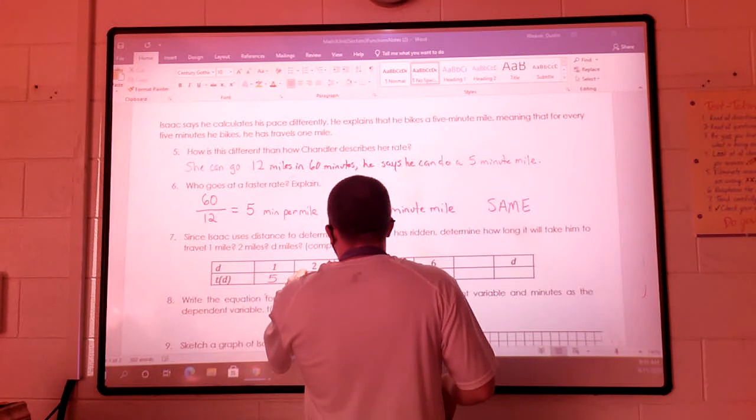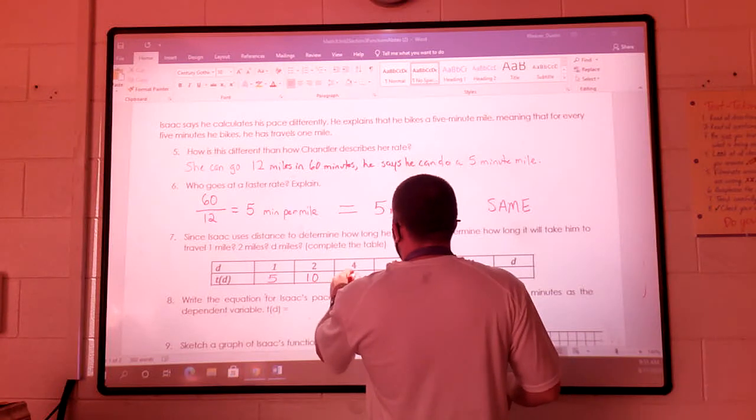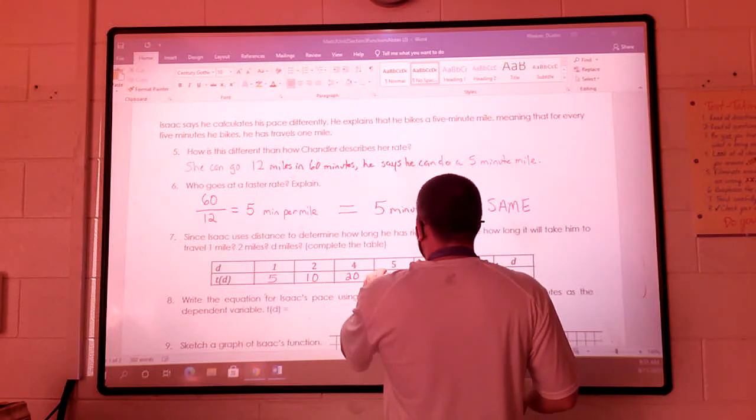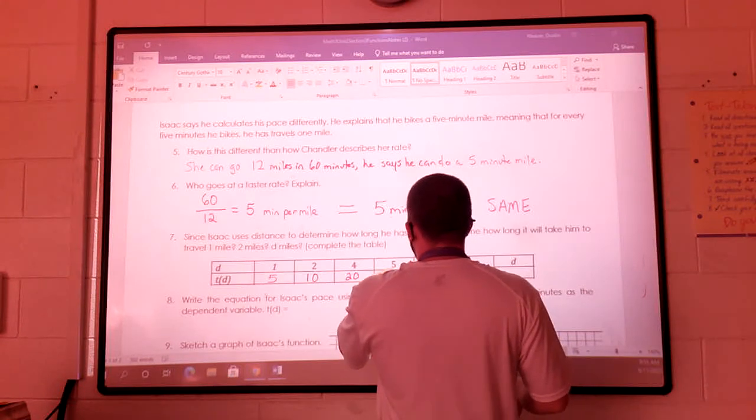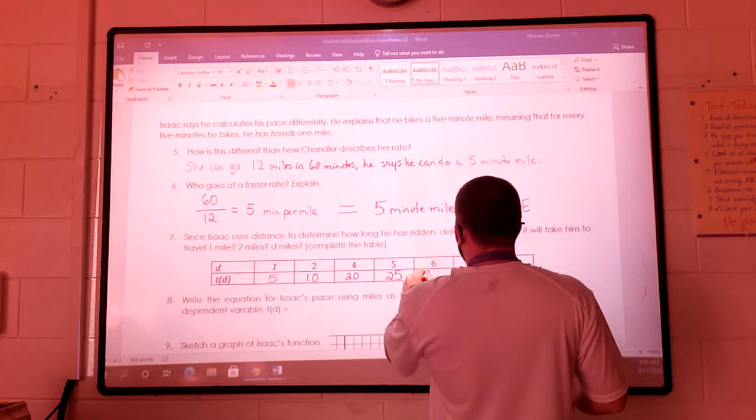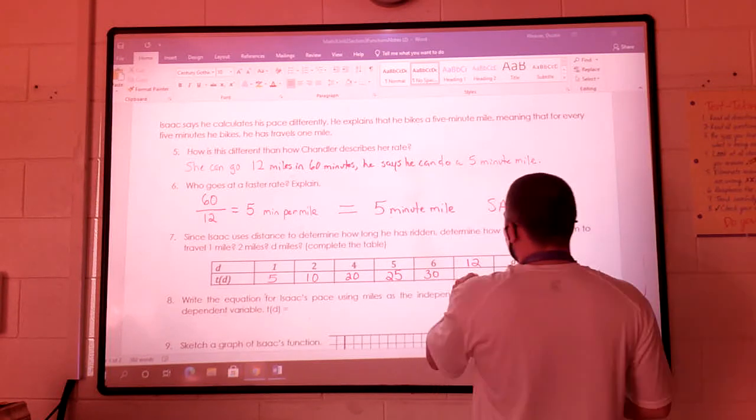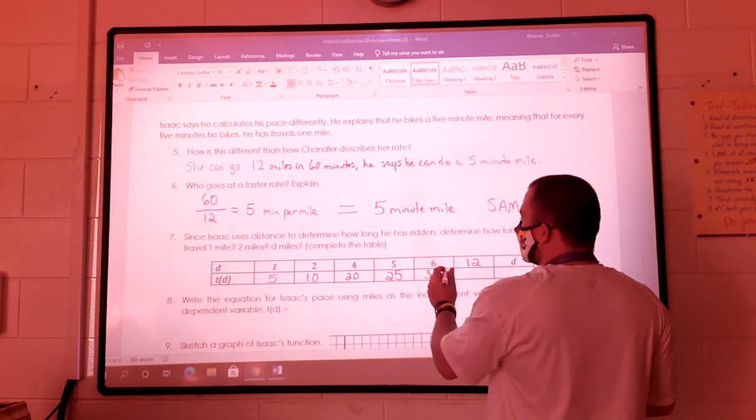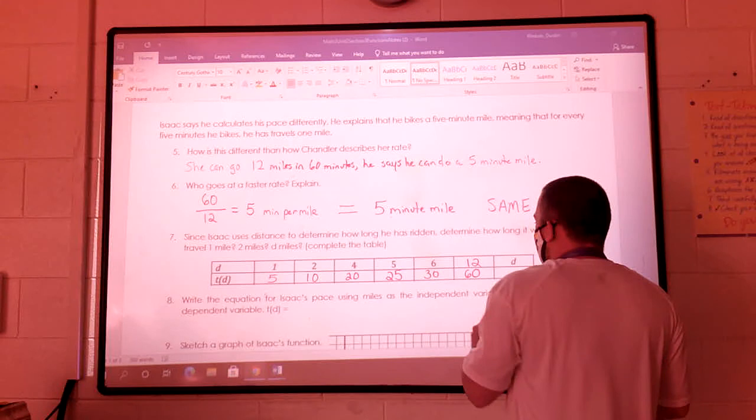So for 2 miles, it's going to take him 10 minutes. 4 miles, 20. 5 miles, what? 25. 6, 30. What about 12? 12 miles, 60. Okay?